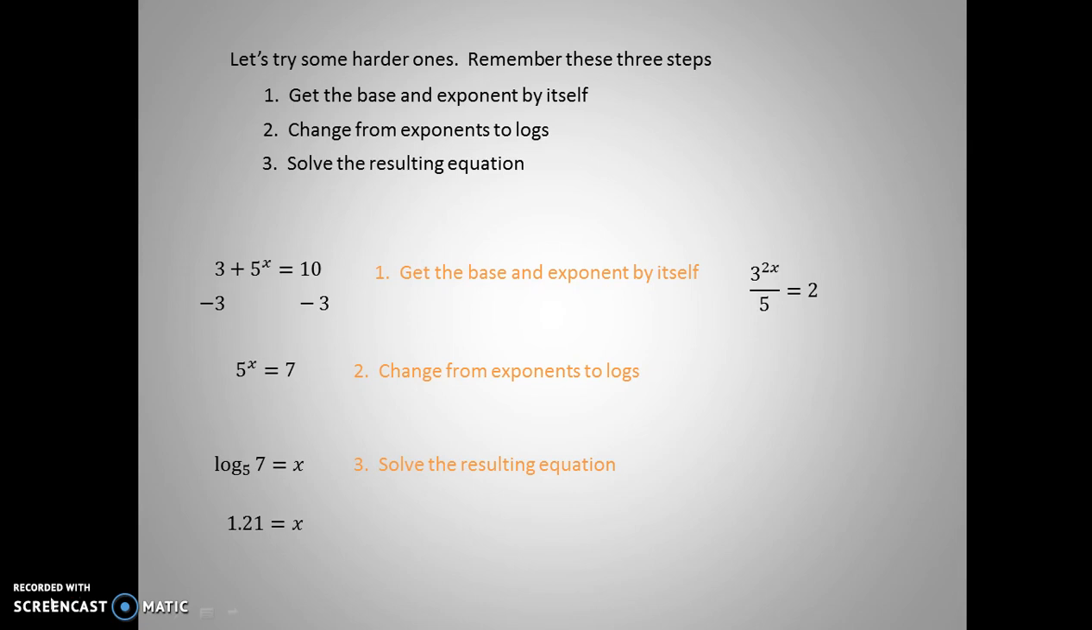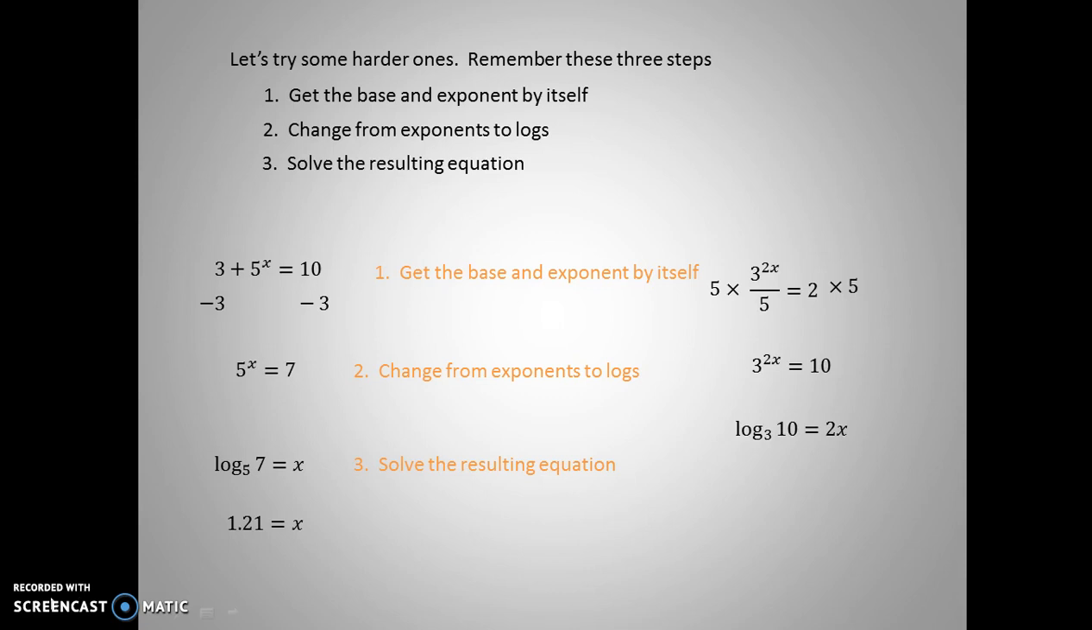This time it's a little bit harder because that's 3 to the 2x power divided by 5 is equal to 2. So I have to get rid of divided by 5 first by multiplying both sides by 5. End up with 3 to the 2x power is equal to 10. Now the base and the exponent's by itself, so I'm going to change it to logs. The base stays the base, the other two things switch sides. So log base 3 of 10 is equal to 2x.